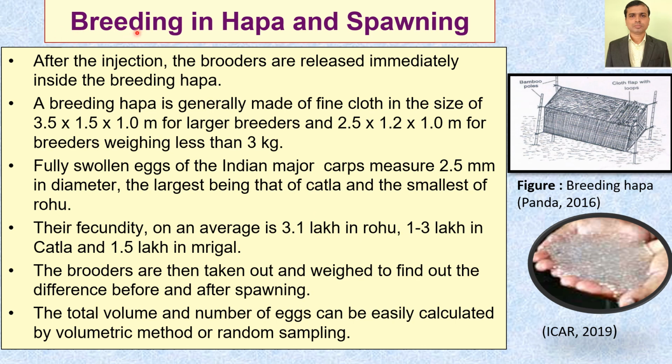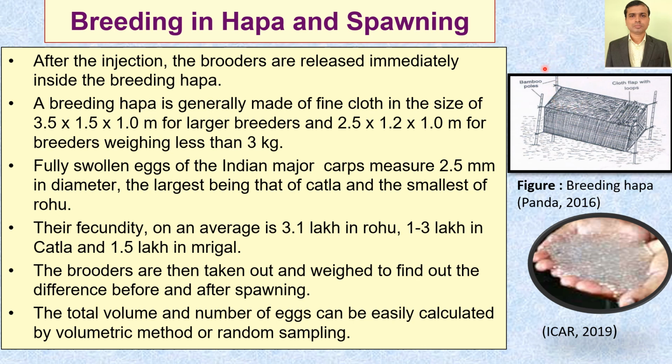Next step is breeding in hapa and spawning. After the injection, the brooders are released immediately inside the breeding hapa. A breeding hapa is generally made of fine cloth in the size of 3.5 meter in length, 1.5 meter in breadth, and 1 meter in height for large breeders, and for small breeders smaller than 3 kg, it is in the size of 2.5 meter in length, 1.2 meter in breadth, and 1 meter in height.